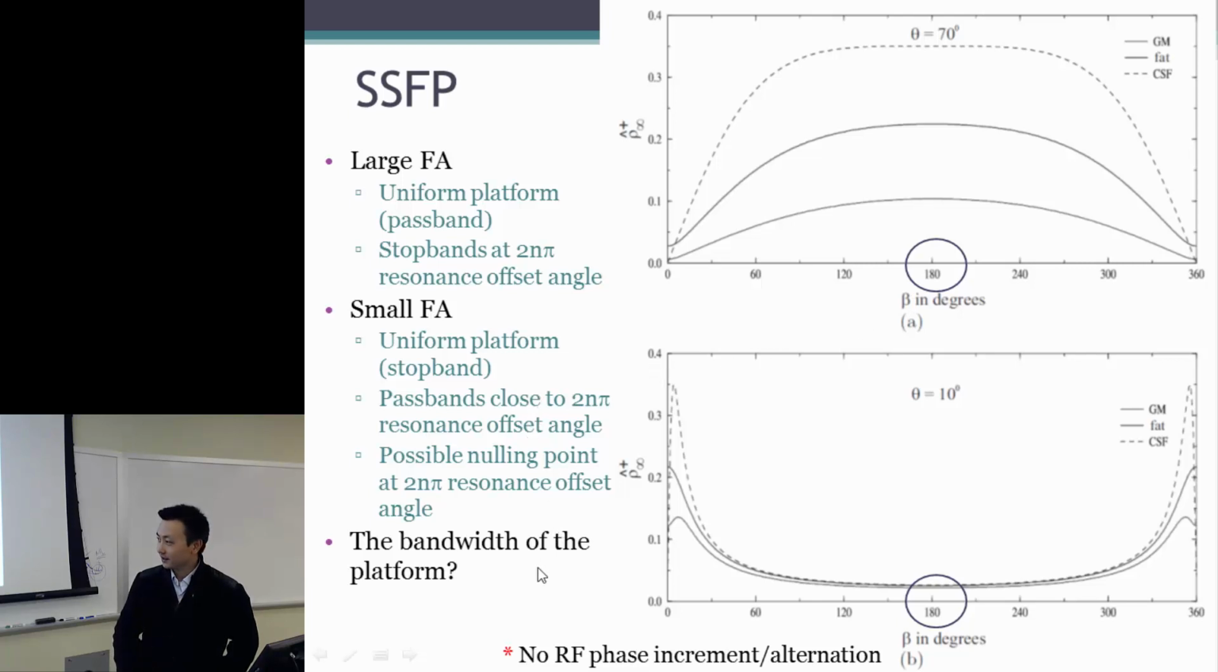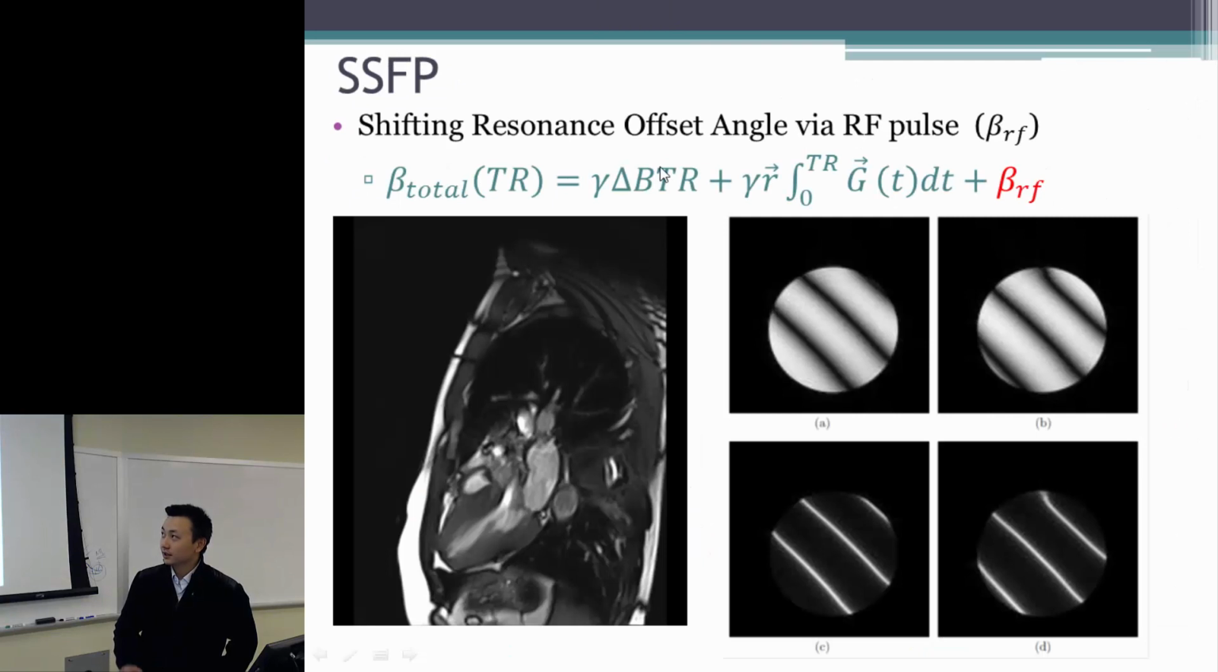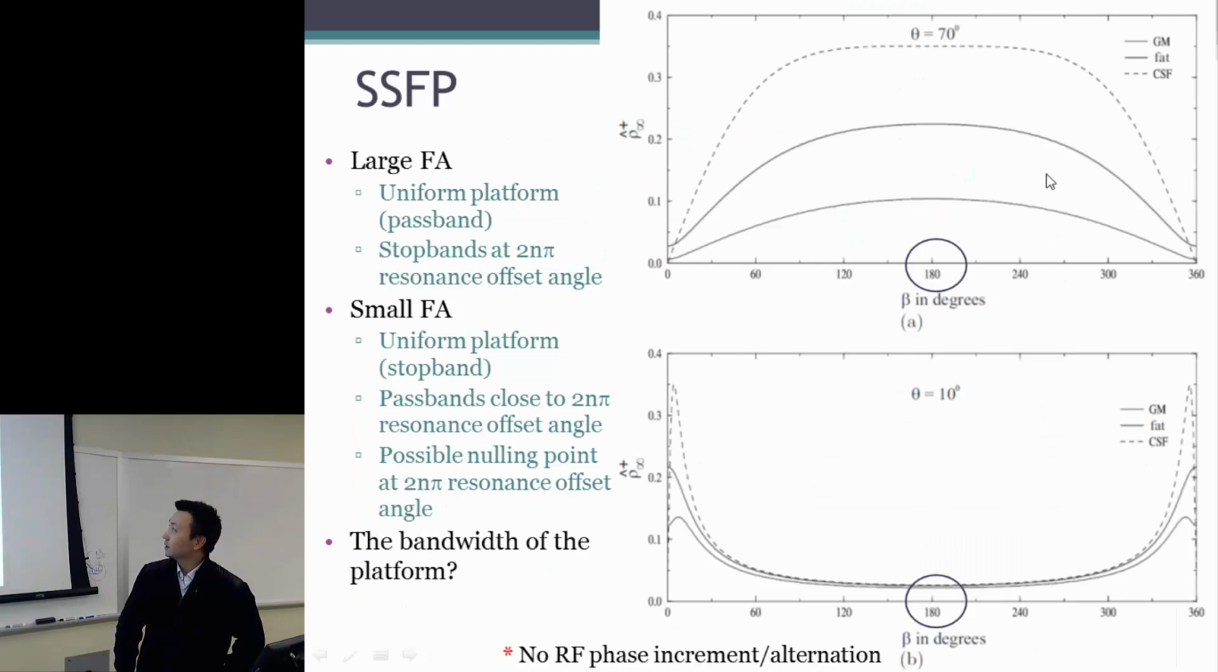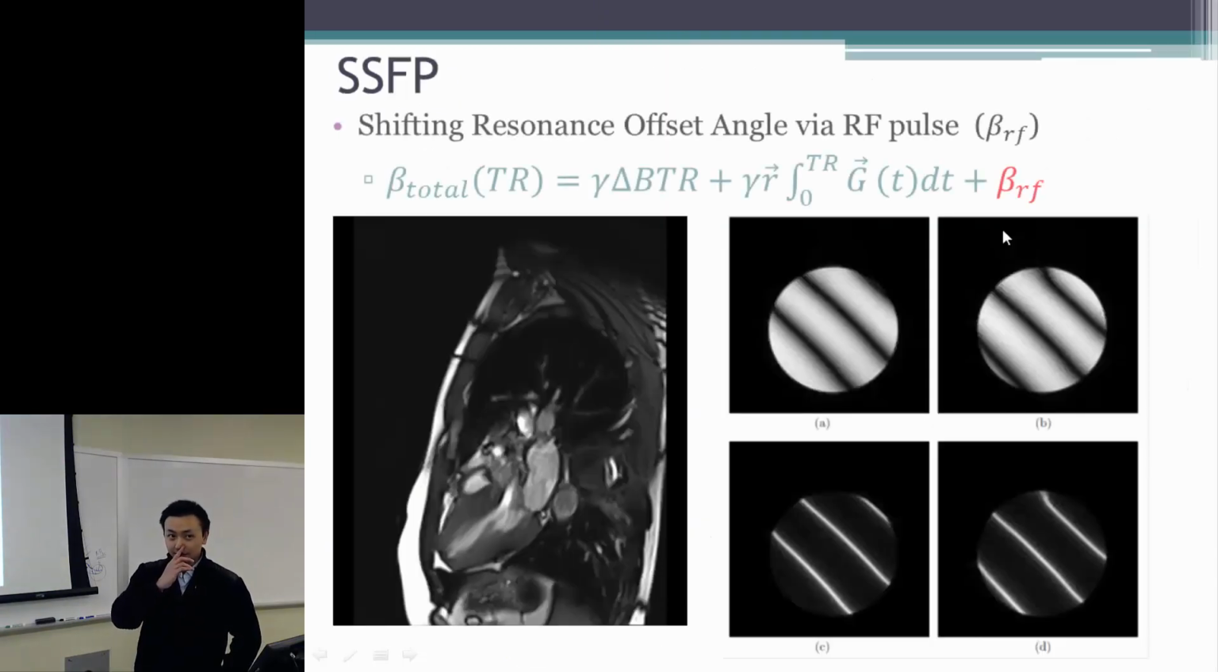Okay, so think of that a little bit. And again, what I'm showing here is that there is no RF phase increment or alternation, so we are seeing the stop band right at the on-resonant phase. So here are some examples. These are figures from the book. We can see that this is the stop band we are looking at. This is the stop band corresponding to this 2n-pi of resonance offset angle.